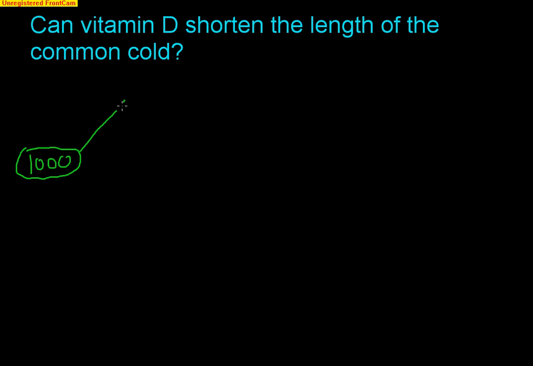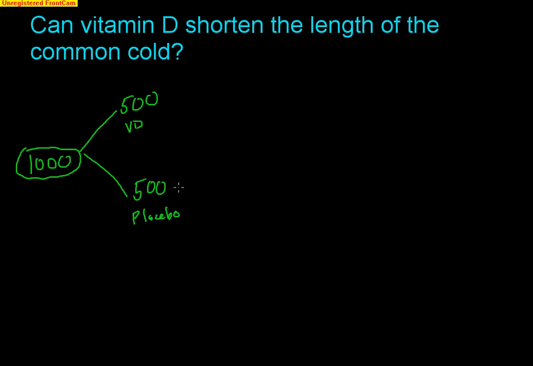Now, I'm going to take 500 of them, and I'm going to give them vitamin D, and I'm going to give the other 500 of them a placebo. Again, hopefully by now you understand why I'm giving them a placebo. Could I have another group that gets a little bit more vitamin D or a little bit less vitamin D? Absolutely. But remember, you got to have at least 2 groups for comparison, right?